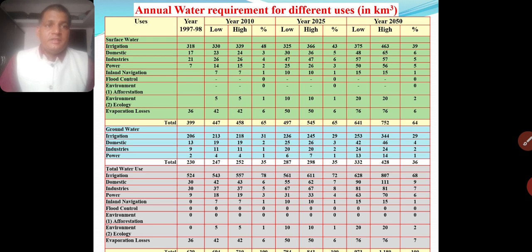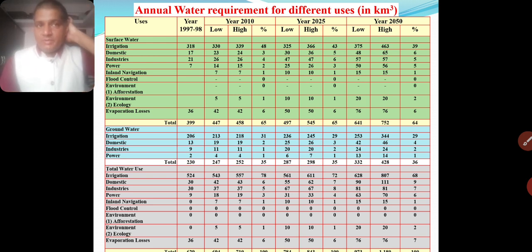So you will find in detail, year wise, for 2010, 2025 and 2050, what the requirements will be and what the change will be, low to high or high to low. For example, in 1997 to 98 it is 399, but in 2010 it is increased. Similarly, in 2025 it is again increased, and in 2050 it is increased again. It means day by day population, urbanization and agriculture requirements increase, and because of that water consumption and requirement are more. Understood? So this is the main problem of supply and demand.